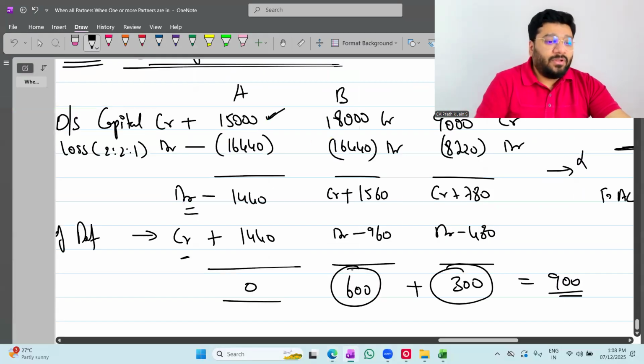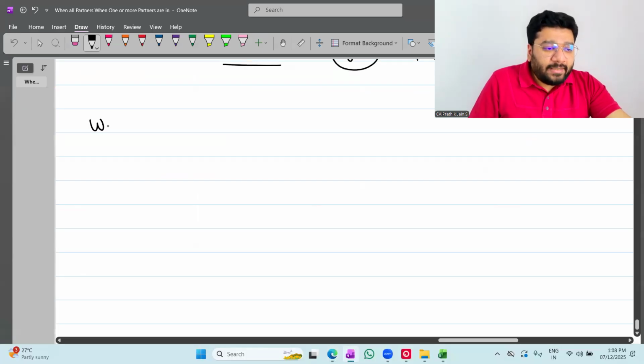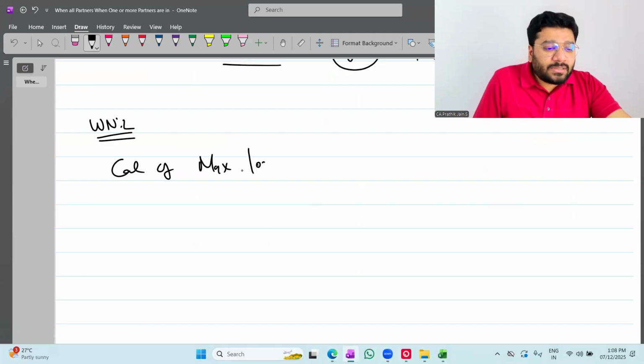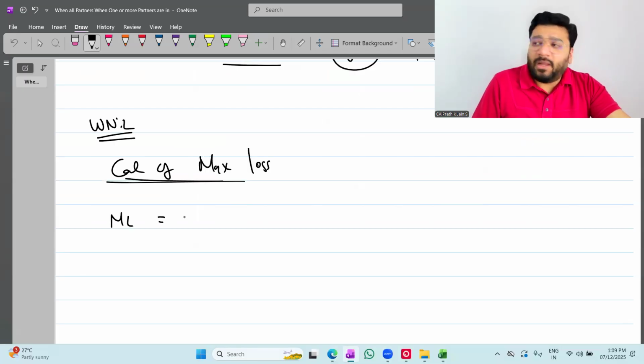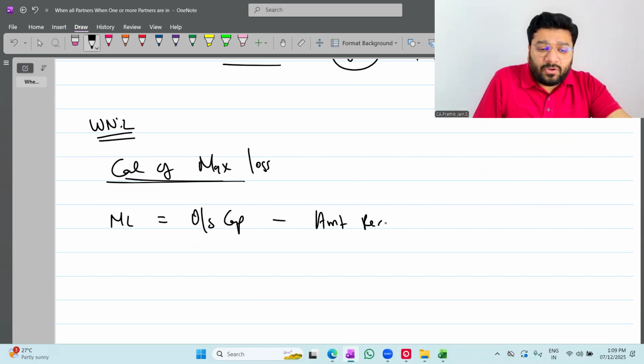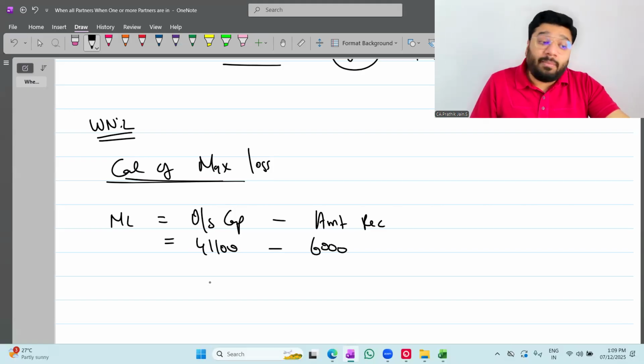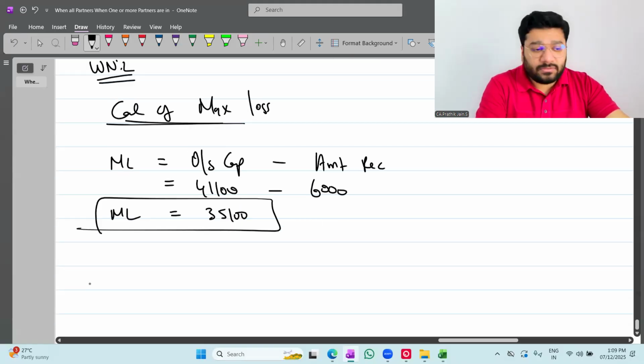So again, go back. Working note number 2. Calculation of maximum loss. Tell me, what should I do now? The maximum loss formula: outstanding capital as of now minus the amount received, or amount available to make the payment. So what is the outstanding capital? The previous maximum loss becomes your outstanding capital. How much is it? 41,100. How much is the amount received to be paid? 6,000. So out of 41,100, if you pay 6,000 to the partners, how much can't you pay? 35,100. This is your maximum loss.